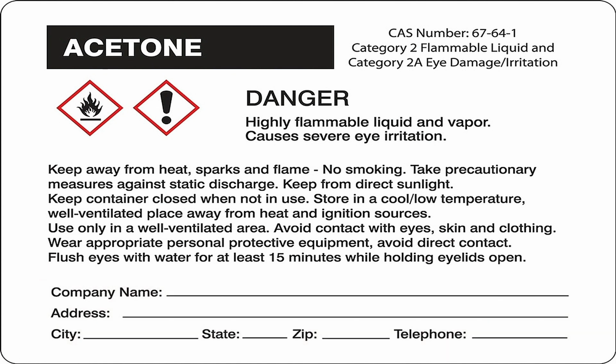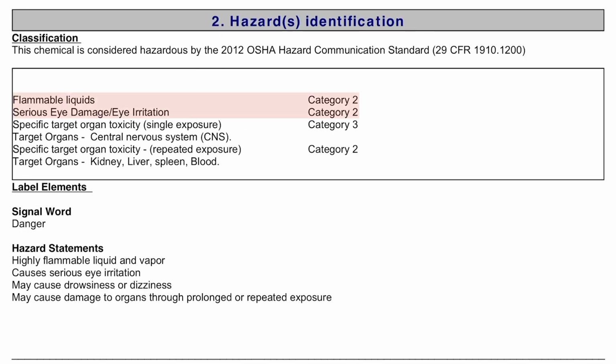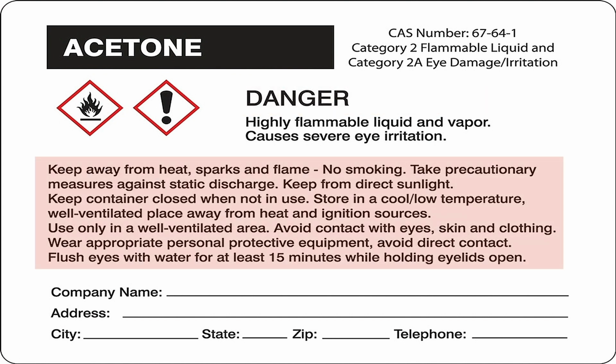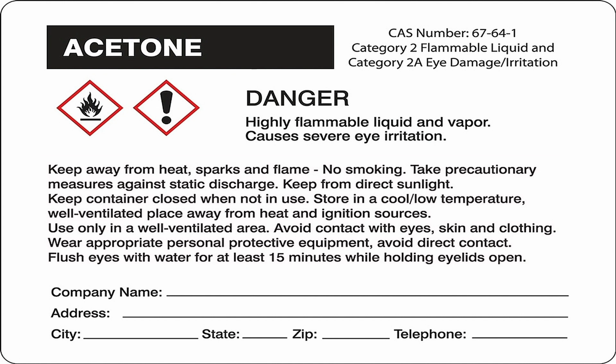The supplier identification provides the name, address, and telephone number of the manufacturer or supplier. The product identifier is the area of a label that says what the chemical is. It should match the product identifier on the safety data sheets. The signal word indicates the relative level of the hazard severity. Danger and warning are the GHS signal words. Precautionary statements describe the recommended measures to minimize or prevent adverse effects resulting from exposure. The hazard statement is a phrase assigned to a hazard class and category that describes the nature of the product hazards.